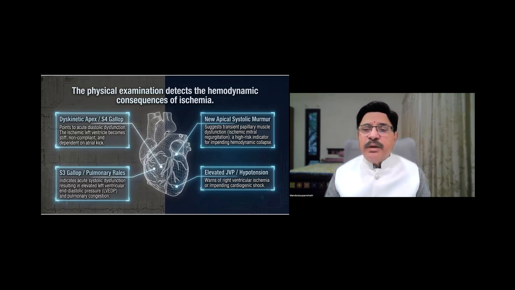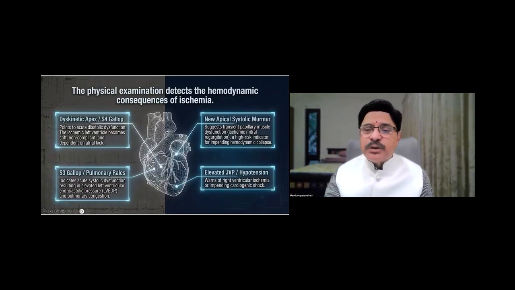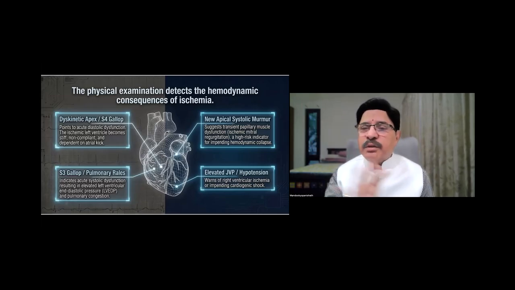Elevated JVP, hypotension. These tell me that he is ending in right ventricular failure and right ventricular ischemia, impending cardiogenic shock. Look at the JVP. JVP elevated, blood pressure is low, right ventricular infarction, impending cardiogenic shock. New apical systolic murmur. Earlier when you saw him, there was no murmur.